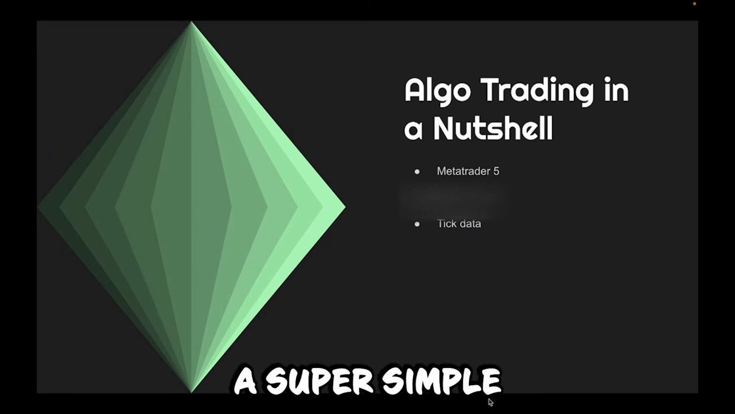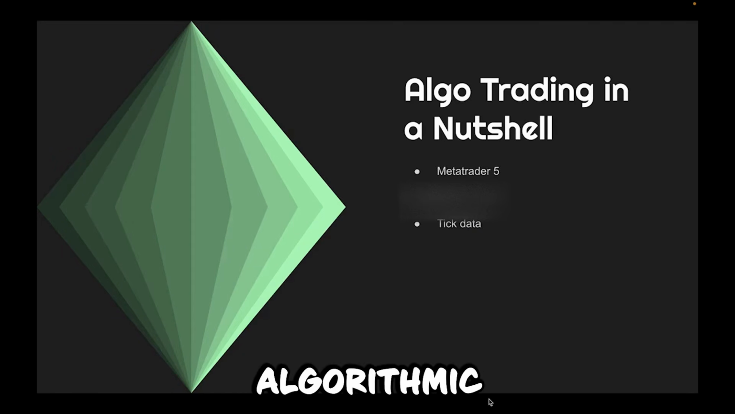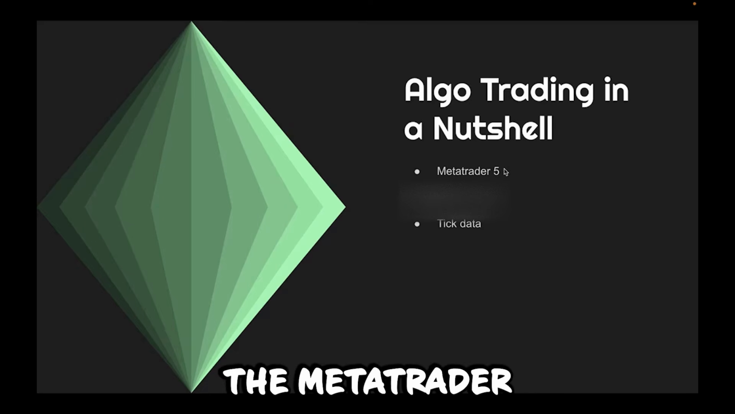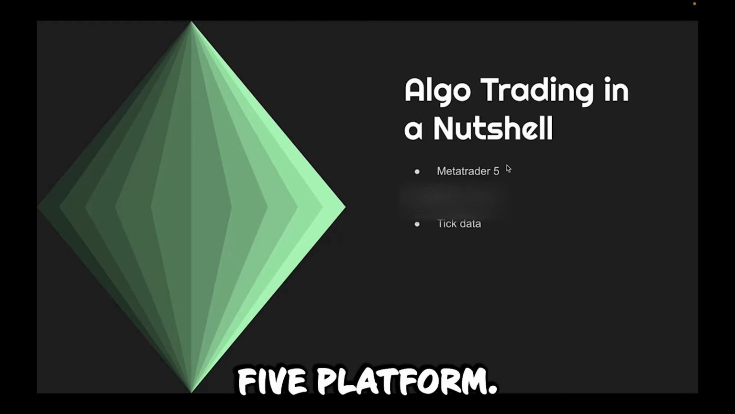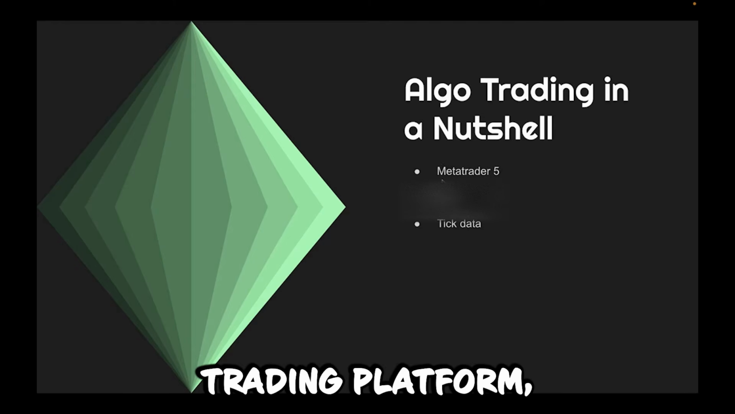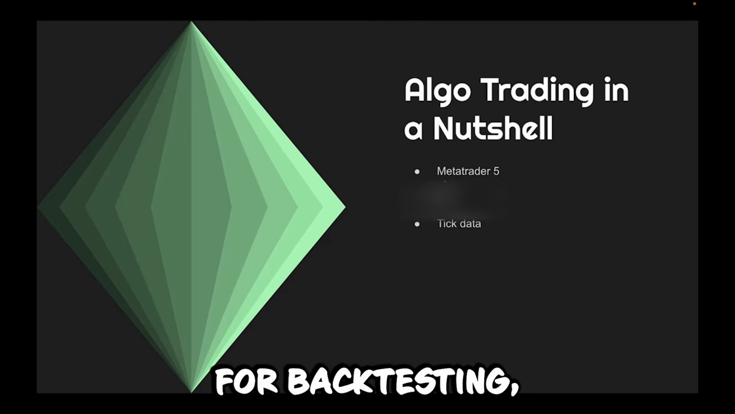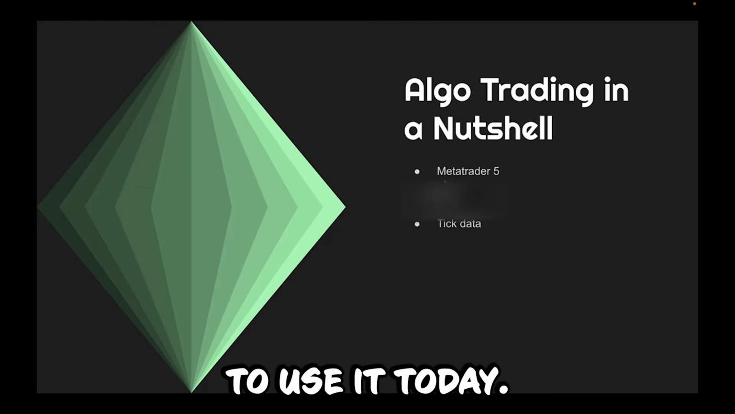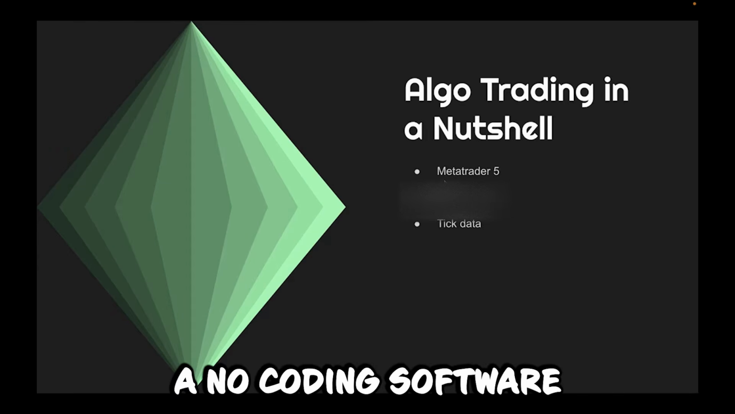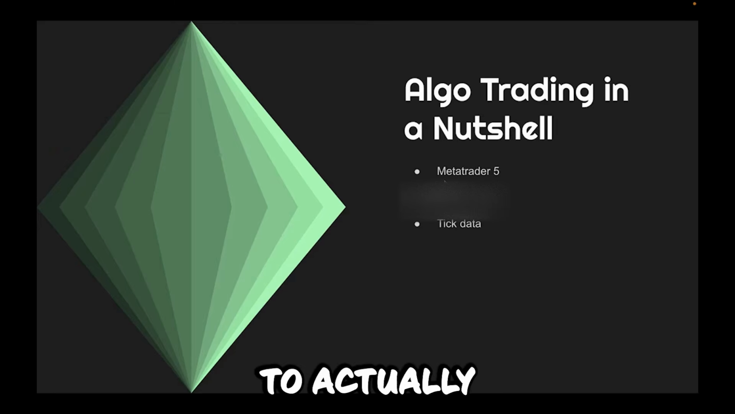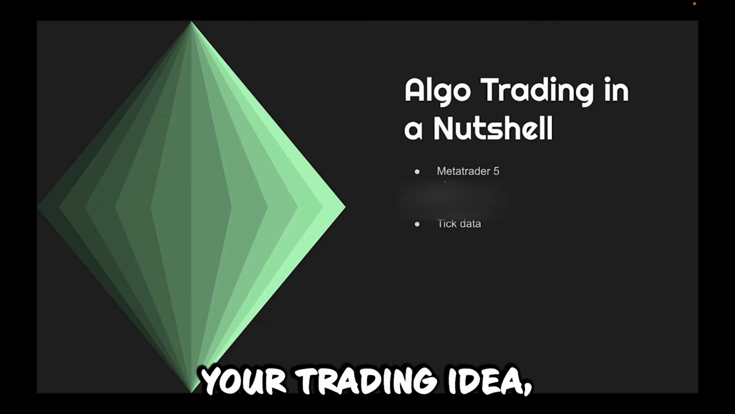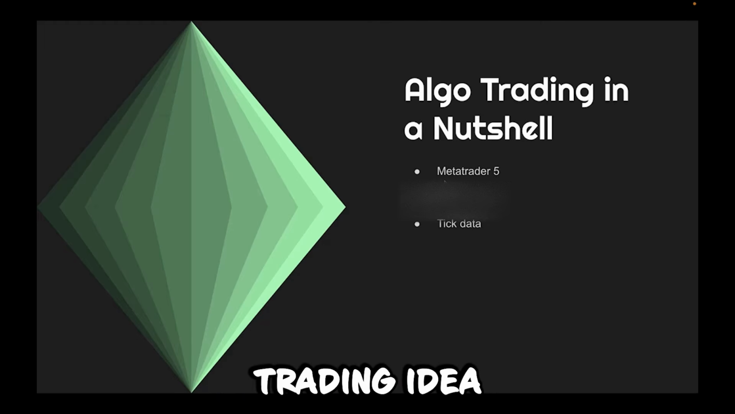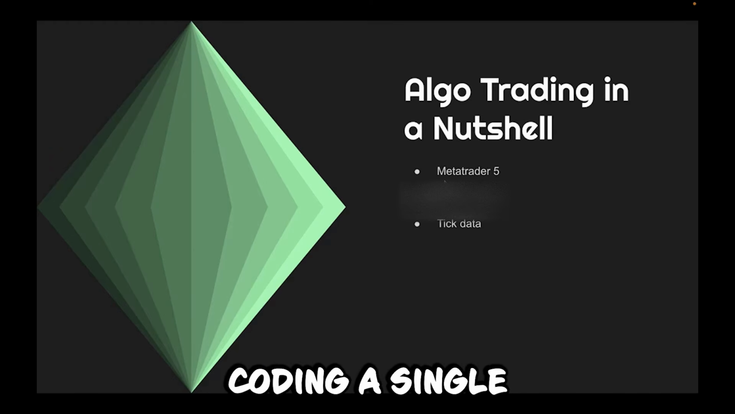Today we are going to build a super simple algorithmic trading system, also called an Expert Advisor, and the only ingredient you need is the MetaTrader 5 platform. It is also a trading platform, so not only for backtesting, which is what we are going to use it for today. We advise you to use no-coding software to realize your mechanical trading idea and put it into code without actually coding a single line of code.